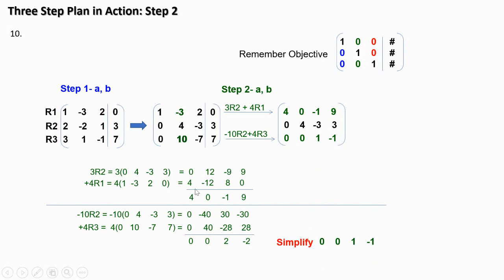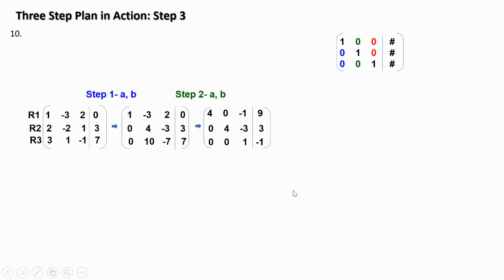Okay, now why didn't I simplify here on the previous one? Because we have 4, 0, negative 1, and 9. If we want to divide everything by 4, we're going to get fractions. And most students have a little bit of a hard time with fractions. So that's why I try to eliminate the fractions until the very end, if there are any. Okay, so now let's continue with step 3.